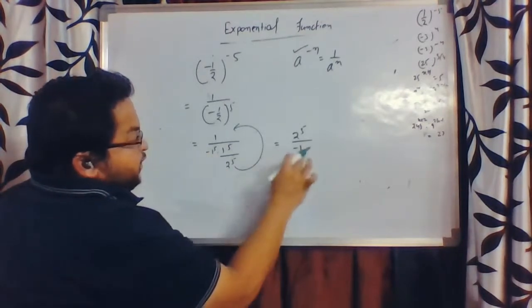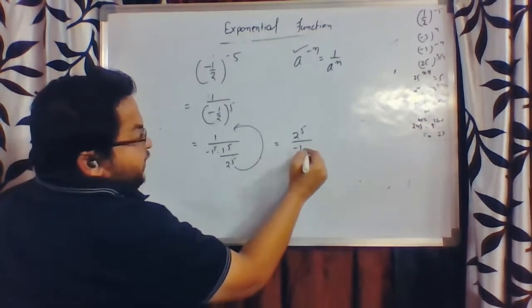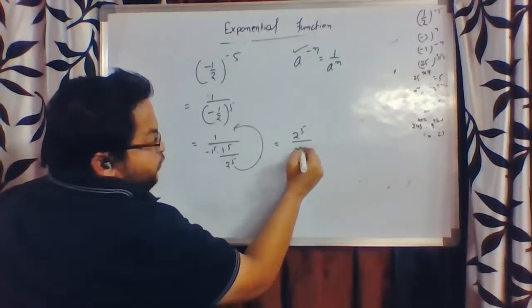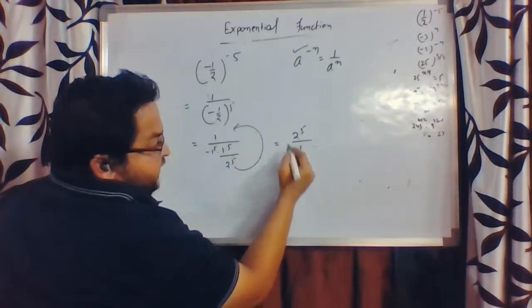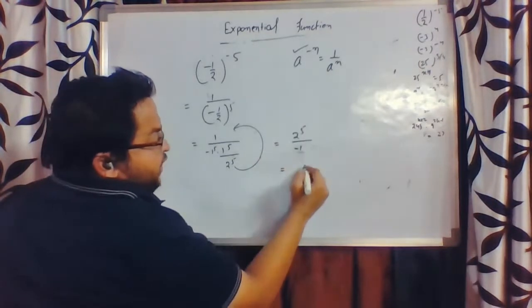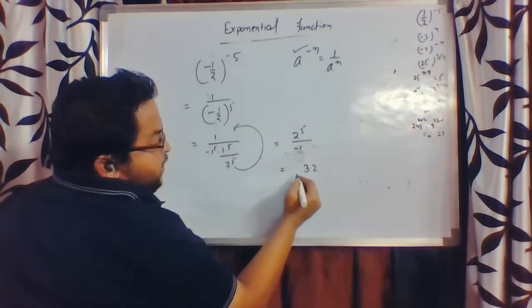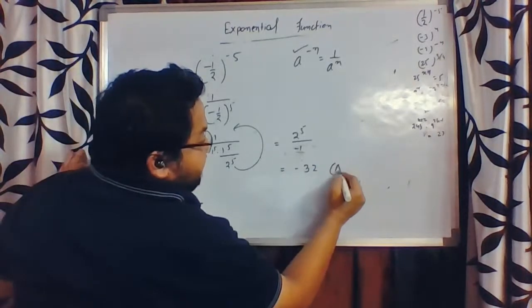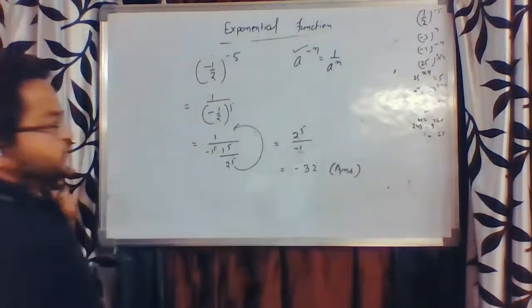So minus 1 into 1, minus 1 into 1, obviously I can write it as minus 1. So obviously the answer would be 2 to the power 5 is 32. Anything by minus 1 is obviously minus of that number. So minus 32 would be the answer.